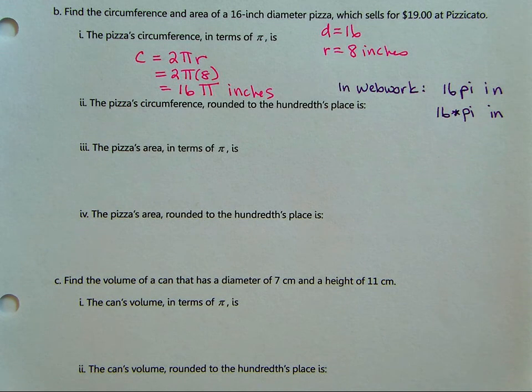Before the inches, or between them? Okay. So when it says in terms of pi, and it's any kind of circular shape, you're going to just multiply or divide all the numbers you can, and then type it in like that. Then it's going to ask you for the approximation, the decimal. So the pizza circumference rounded to the hundredths place is, that's when we ought to get out our calculator.